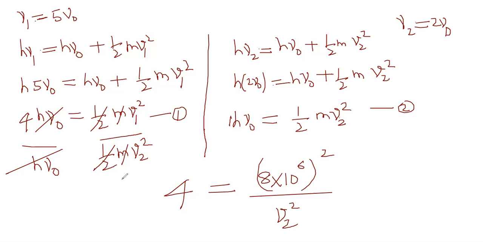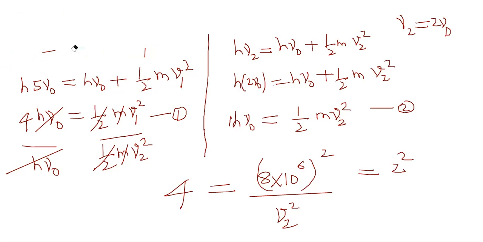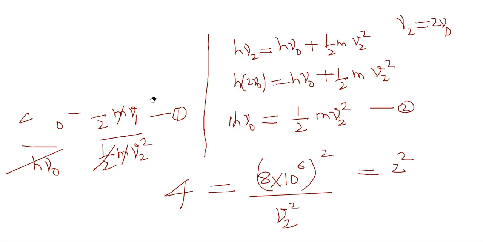This V2 square is there. I have to send it to that side. Okay. No need to do the square also now, because 4 has its own square root. I mean to say 4 is nothing but 2 square. Right? Yeah. So I want to find V2. So send the V2 square to the LHS and bring the 2 square to the denominator. You will get the value of V2. Okay. Let's do that.